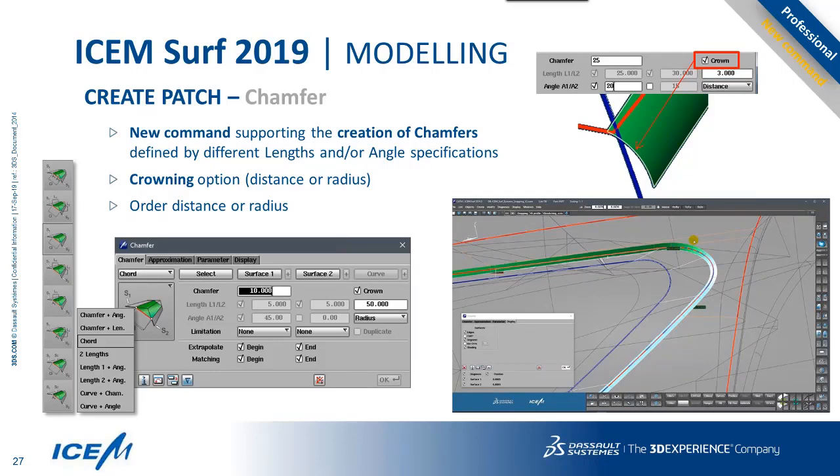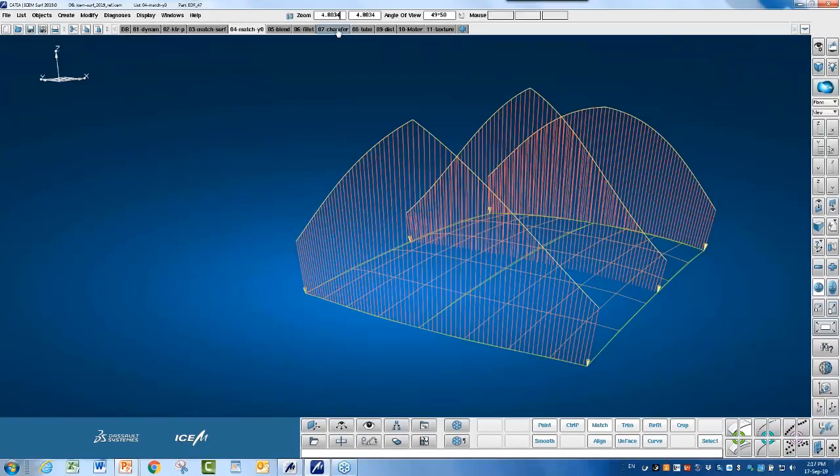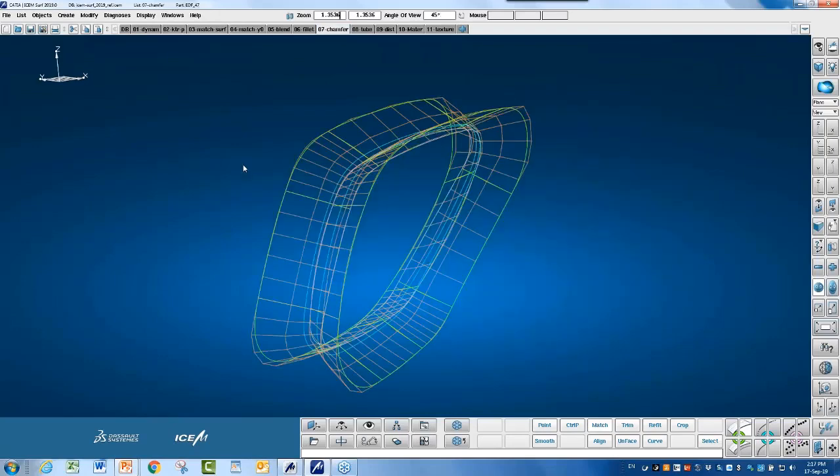Okay, it's similar to Fillet. You can see it looks quite the same with the same graphical feedback and the text-based descriptions, but it works, yeah, much the same way. And we can also add a crown to it as well. So let me show you how that works. Back to my ICEM Surf. Let's take a look at my chamfer.